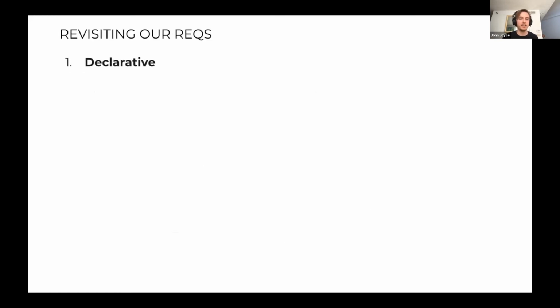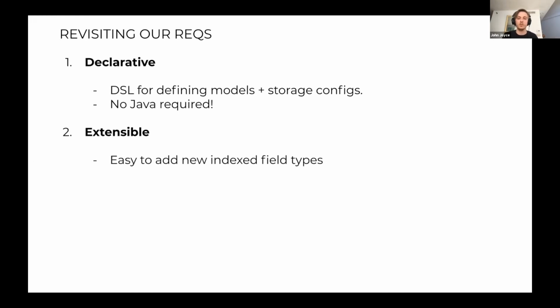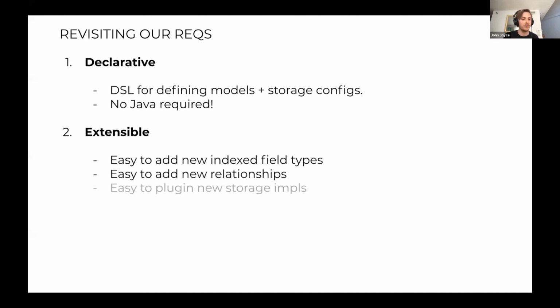So just revisiting the non-functional requirements we talked about earlier, talking about how we may have achieved them. We'll start with the declarative one. So we provide a DSL for defining models as well as storage configurations without any Java required, right? No coding. We defined an extensible model where it's easy to add new indexed field types. So you remember text partial we saw earlier. It's very easy to add something new there. It's easy to add new relationships. It's as easy as defining a new relationship annotation. It's easy to plug in new storage implementations.